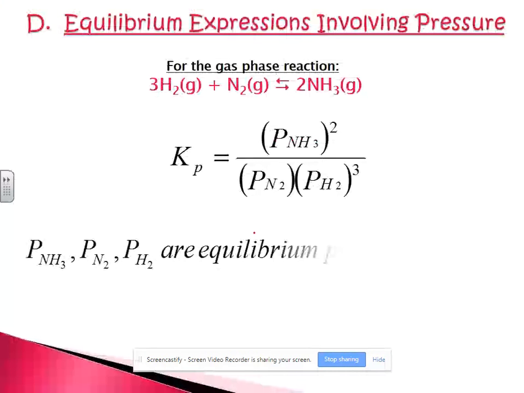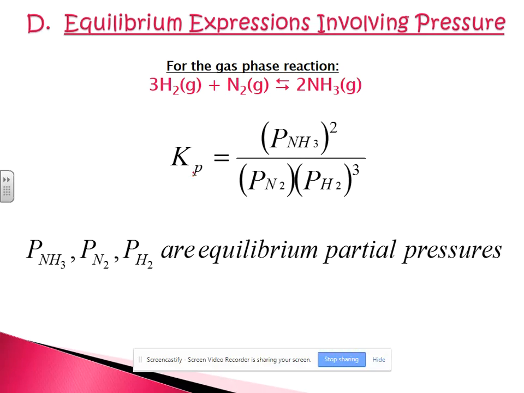Our next lesson is going to be on equilibrium expressions that involve pressures. Remember, in the gas phase, we can express or write the law of mass action in terms of pressures. What I've given you here, you might want to pause the video to copy this down and then start the video again. I wrote the K expression in terms of pressures only because all of these are pressures.